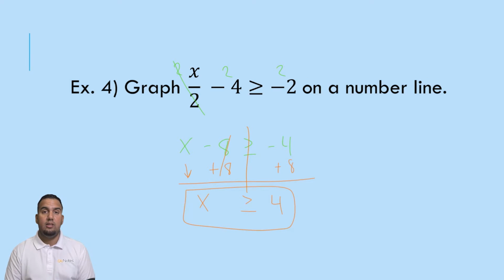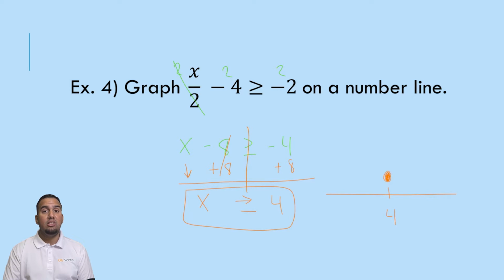It's just 1x. Now I could go ahead and actually graph this on a number line. I'm going to put 4 right in the middle. It's going to be a closed circle because it says equal to. Remember, equal to means including 4, so it's also going to be 4. And then I'm going to draw an arrow so that I know which direction it's facing.